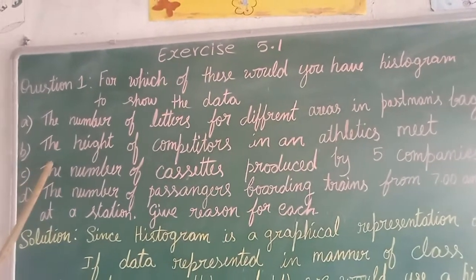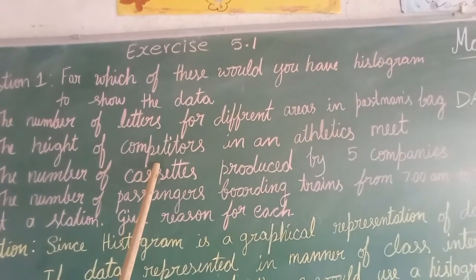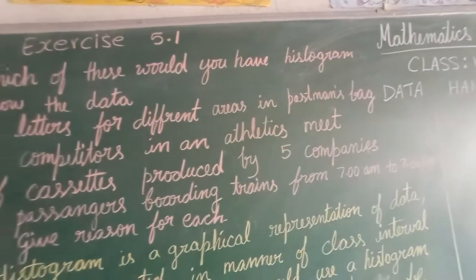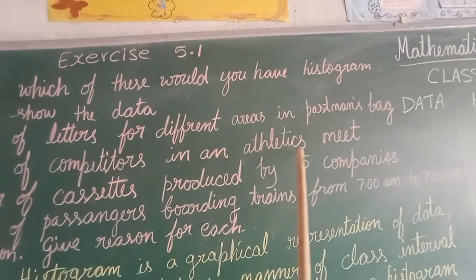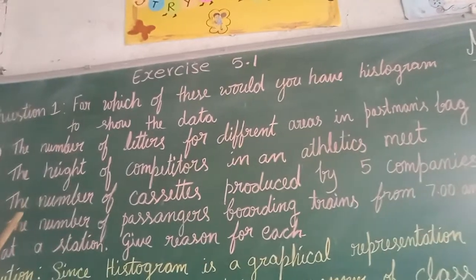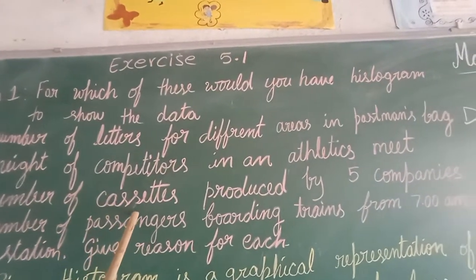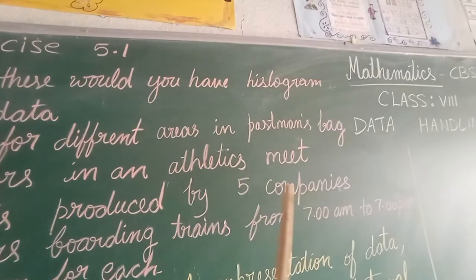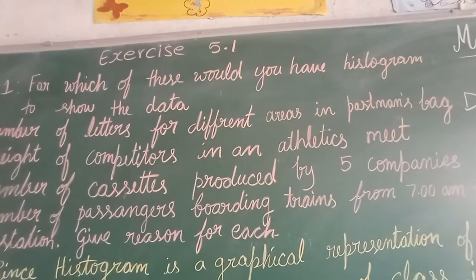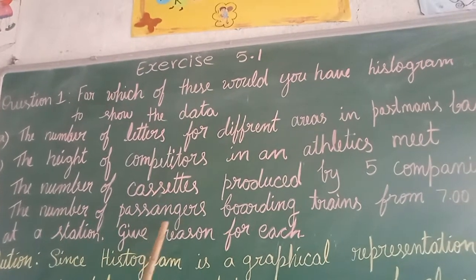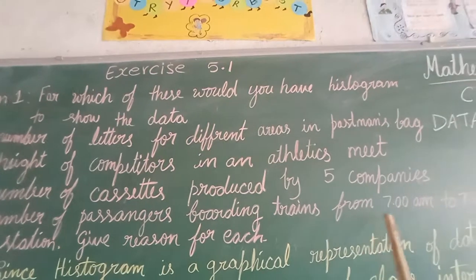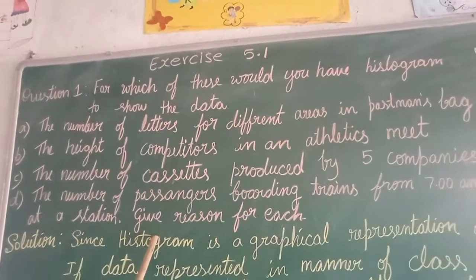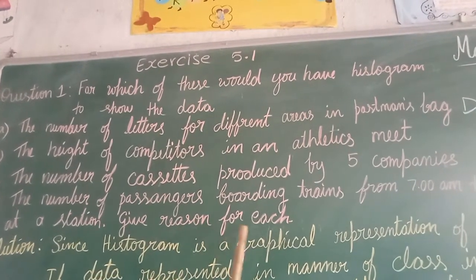Second one, the height of the competitors in an athletic meet. Let us see what is next. The number of cassettes produced by 5 companies. Then the fourth one, the number of passengers boarding trains from 7 a.m. to 7 p.m. at a station. So they are asking you to give a reason for each.